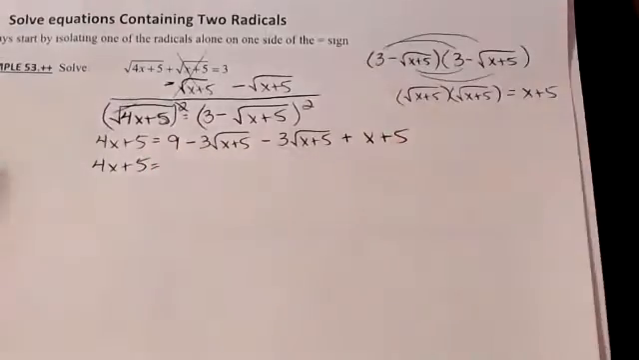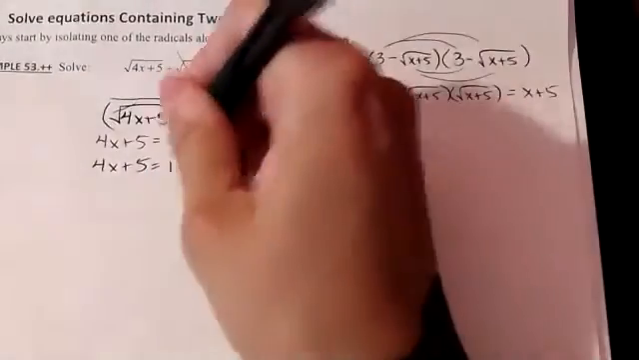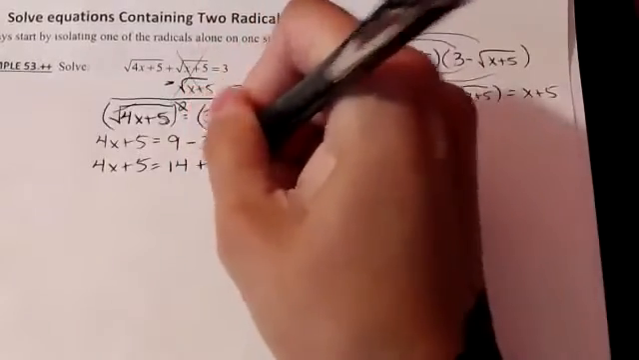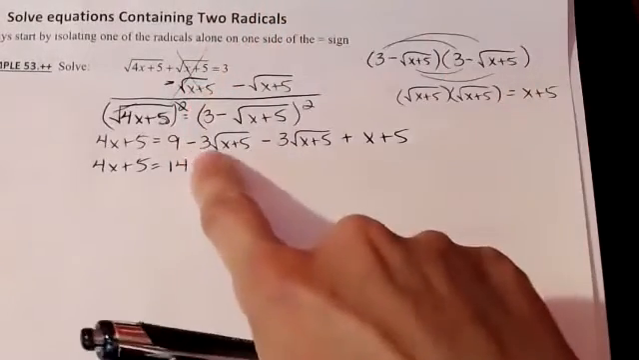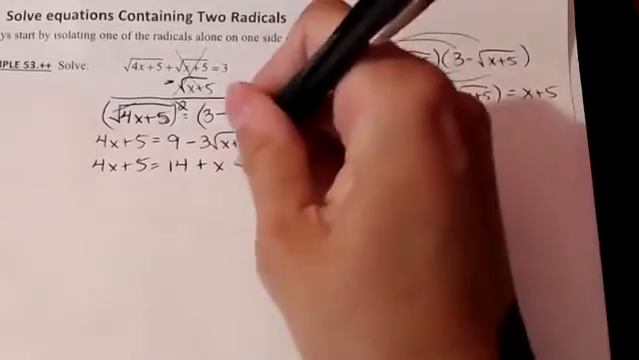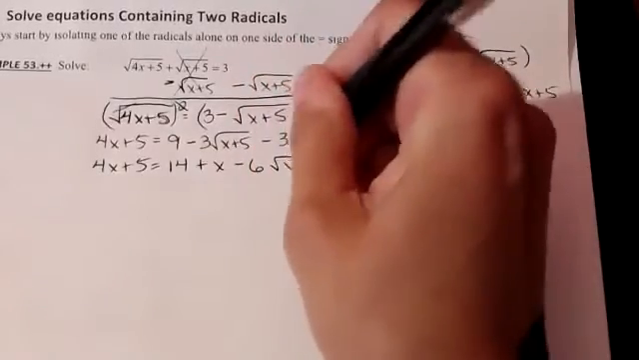We have a 9 and a 5. I'll put those together. That's 14. We have an x here, so I'm going to write plus x. And then I have negative 3 of these radical terms and another negative 3 of these, so now I have a negative 6 of these.